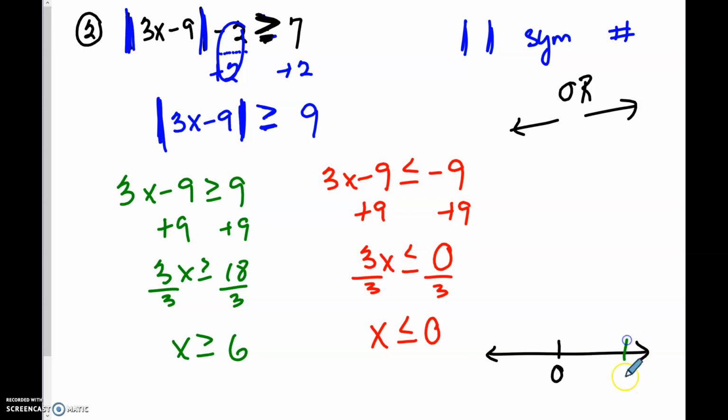So let's put 6 on here, and it is a closed circle because it's greater than or equal to, and because it's greater than or equal to, we go to the right. And then we have our red problem, any number less than or equal to 0, so it's closed, and less than goes to the left. So it did exactly what we thought. It's an OR compound inequality, and they shade out from each other.